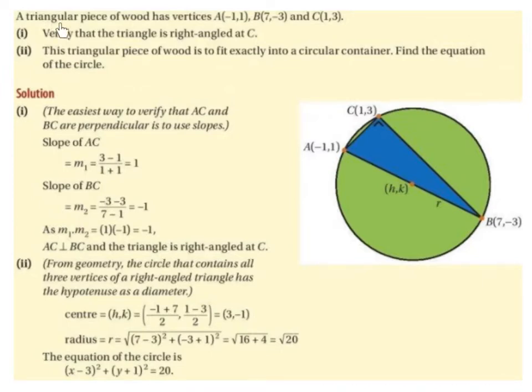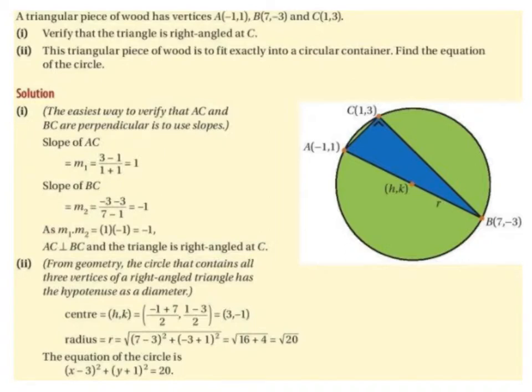A triangular piece of wood has vertices, or corners, A(-1, 1), B(7, -3) and C(1, 3). Part 1, verify that the triangle is right angled at the point C. Part 2, this triangular piece of wood is to fit exactly into a circular container. Find the equation of the circle.